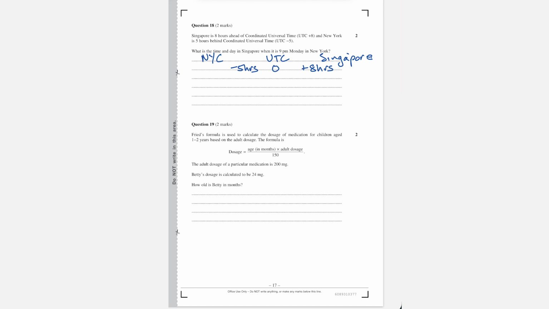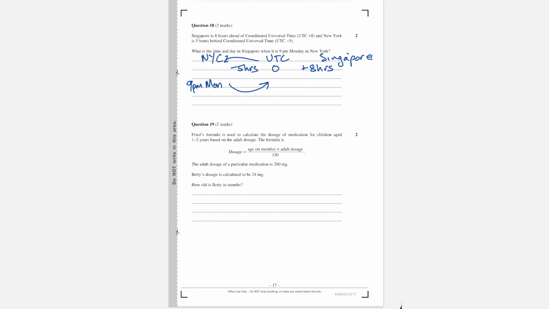What is the time of day in Singapore when it is 9 p.m. on Monday in New York? So it's 9 p.m. Monday here. All right, so what we want to do is we want to get to UTC time. So we're going to add 5 hours to it. New York is 5 hours behind UTC time, right? So that means UTC is 5 hours ahead of New York City.